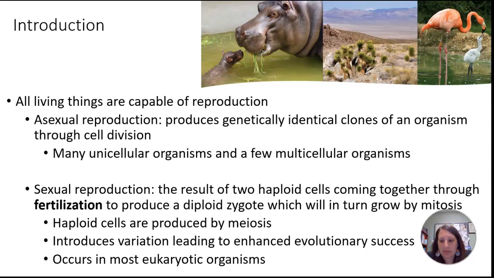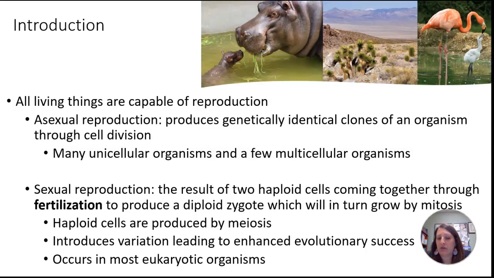When we talked about mitosis and binary fission, the way that prokaryotic organisms reproduce, that's an example of asexual reproduction. There are some eukaryotic organisms that can reproduce asexually. In fact, there are some animals that can reproduce asexually. But for the most part, most multicellular organisms will reproduce sexually, including us, as well as the hippo pictured here and the flamingo. Our focus for this chapter will be on sexual reproduction and how the production of gametes is important in that process.